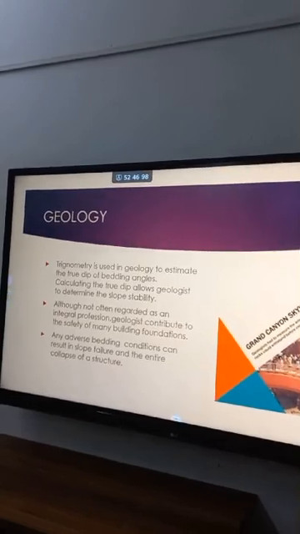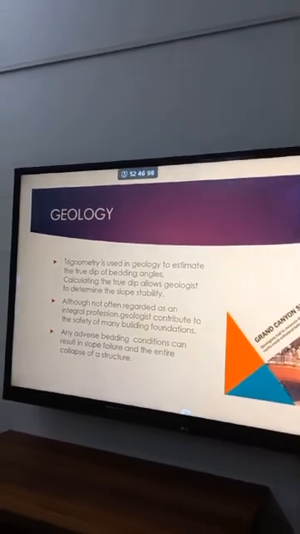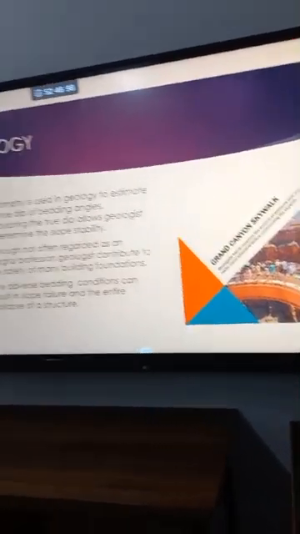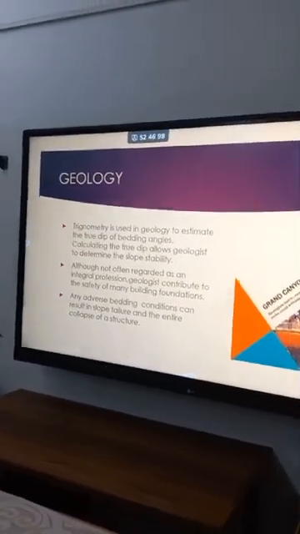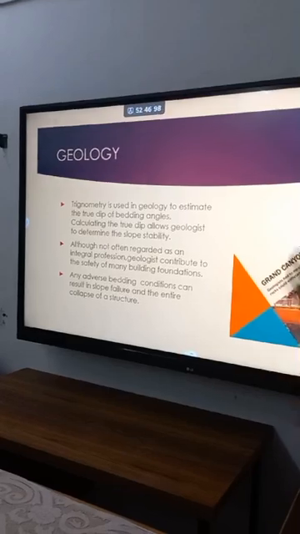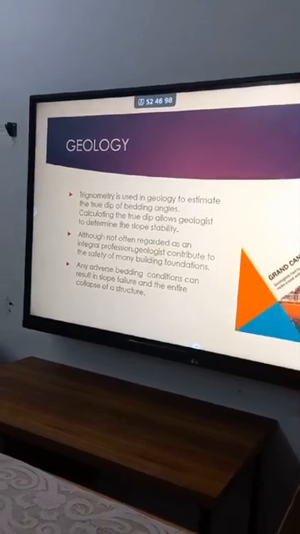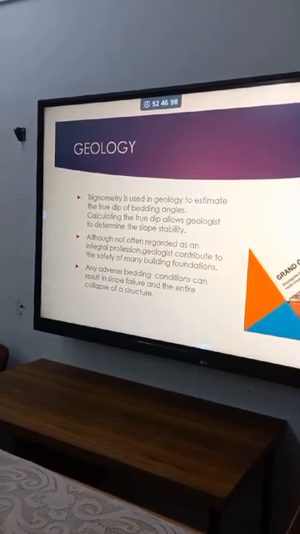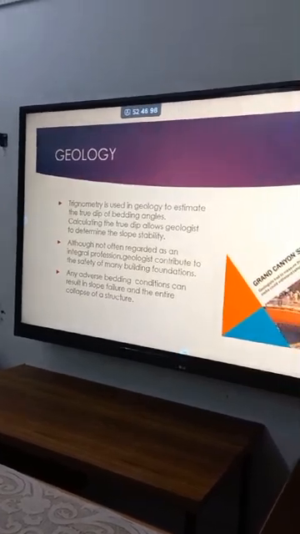Trigonometry also plays a very important role in geology. Trigonometry is used in geology to estimate the true depth of bedding angles. Calculating the true depth allows geologists to determine slope stability. Here the true dip means the direction at a right angle to the strike. We have two things, true dip and apparent dip. Apparent dip means a direction that is not at right angles, any other direction from the strike.